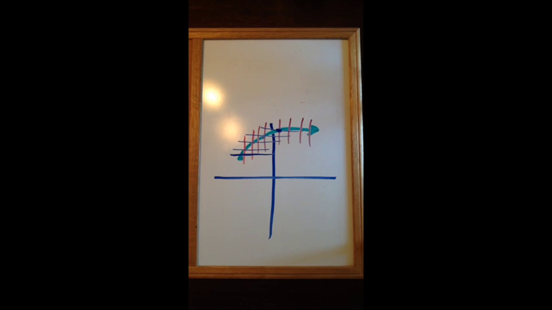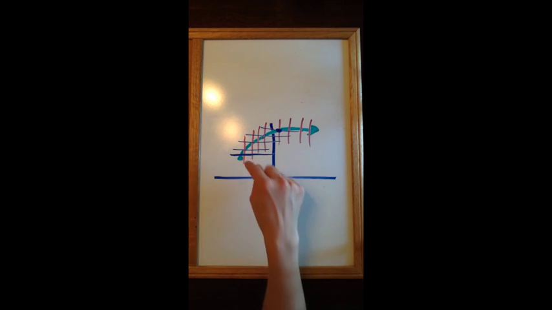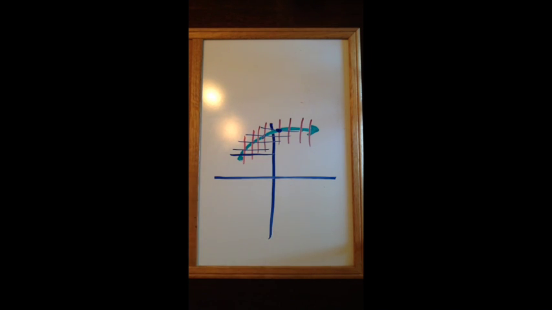If it passes the horizontal line test, we call the inverse a function. If it passes both the horizontal and the vertical line test, then we call it one-to-one, meaning that each x has exactly one y value and each y value has exactly one x value. And that's what a one-to-one function is.